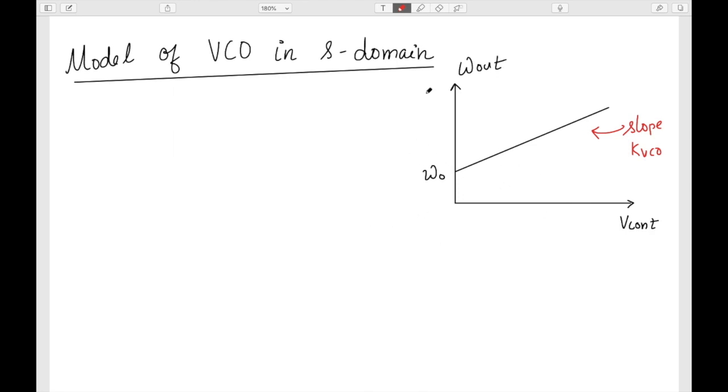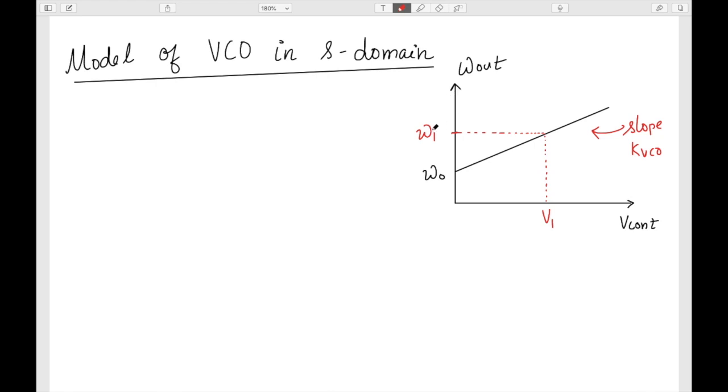Okay, the slope delta omega out by delta V cont is the KVCO. So basically here what we are trying to do now is, suppose my VCO is settled and my control voltage has reached this V1, and of course it is oscillating at a frequency of omega 1. In this case V1 is equal to, we have seen, 0.5 volt, and this omega 1 is 1 megahertz in the example of the LTspice that I have shown.